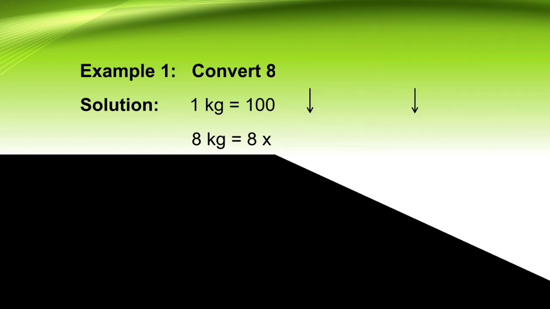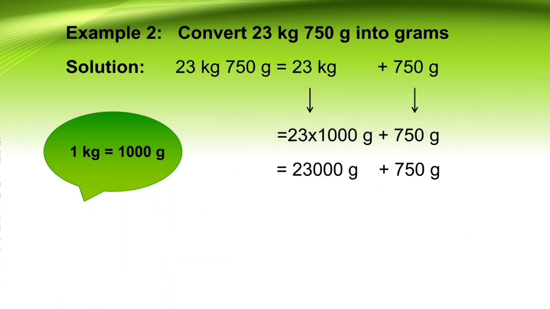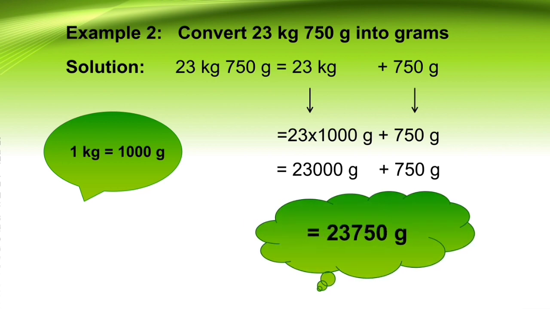Example 2, children. We have to convert 23 kilograms 750 grams into grams. Children, we can write 23 kilograms 750 grams as 23 kilograms plus 750 grams. And now, as we know, 1 kilogram is equal to 1000 grams. So 23 kilograms will be 23 multiplied by 1000 grams plus 750 grams. 23 multiplied by 1000 is equal to 23,000 grams plus 750 grams, that is 23,750 grams.